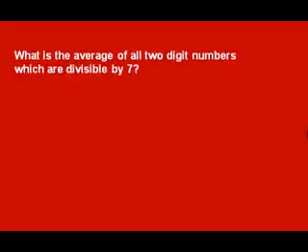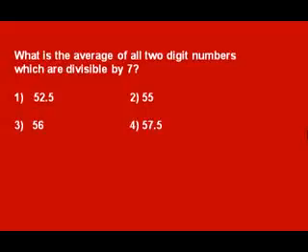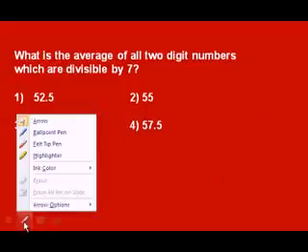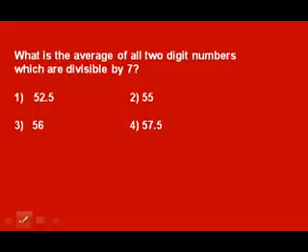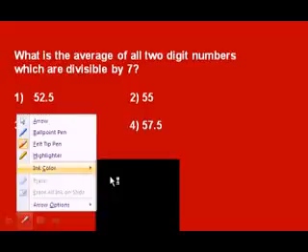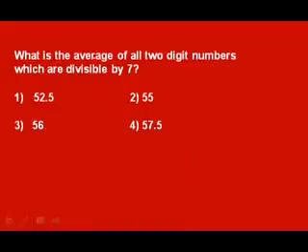Now we are going to do some typical questions. Now in this question, we have to find the average of all 2-digit numbers which are divisible by 7. Now let us see, there are 2 clues given in this question here. The first clue is, what is the average of all 2-digit numbers? Now we need 2-digit numbers and they should be divisible by 7.